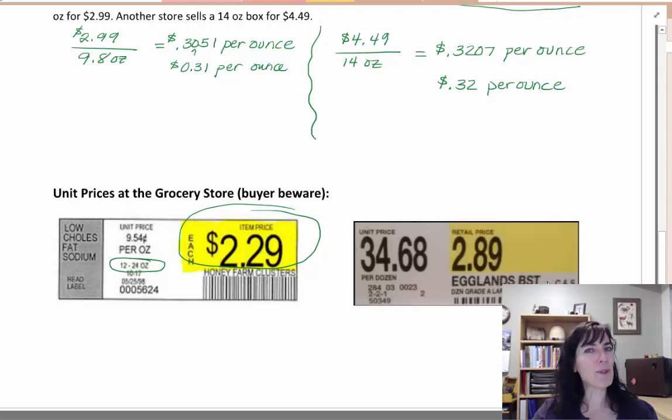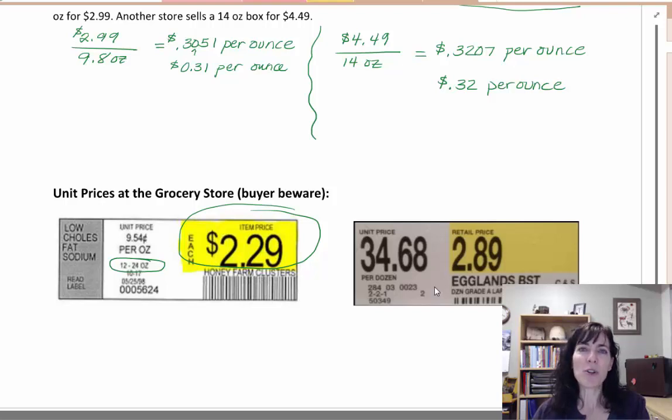So which is it? $2.89 per dozen or a unit price of $34.68? Now this one's just wrong. They made a mistake when they were calculating it because I think if you do $2.89 times 24, yeah, you get, oh, times 12, sorry, $2.89 times 12, you get $34.68.